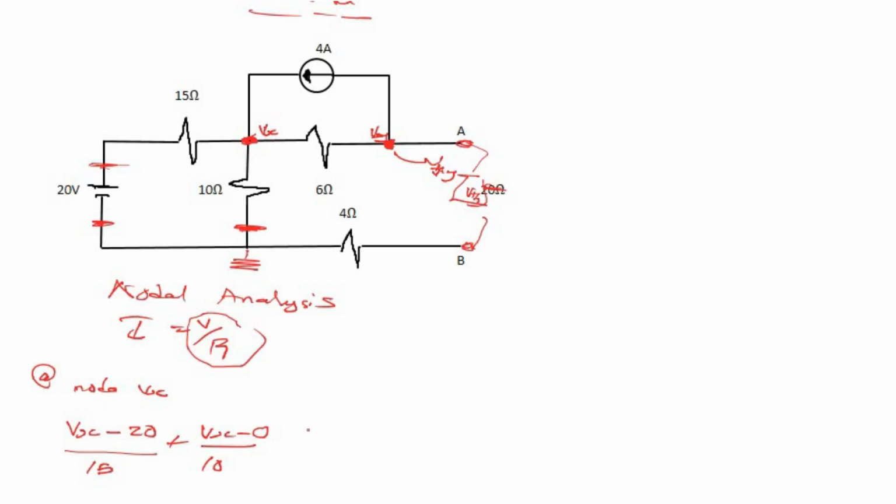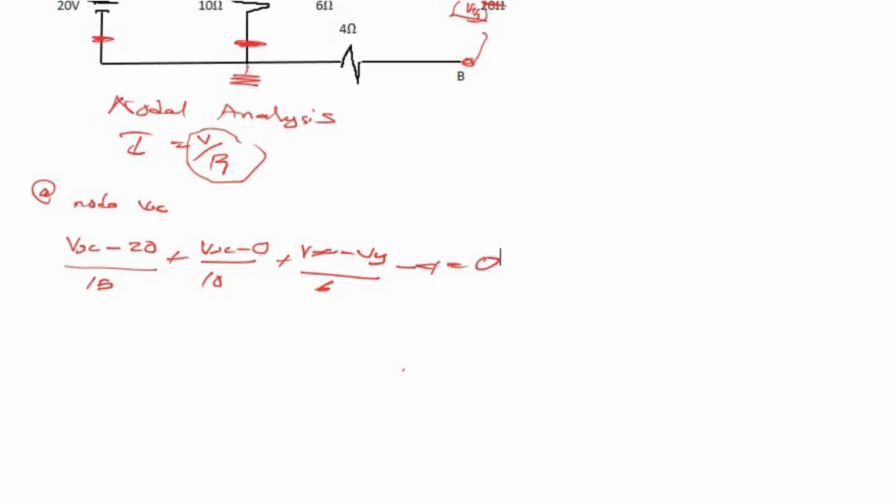Also we are going to be having plus Vx. We are also having this branch connected to the node, Vx minus Vy, because Vy is the voltage at the other end, divided by 6. We are also having this branch connected to the node, but there's a current source there, and the current is flowing into the node. I told you current flowing in is negative and current flowing out is positive. So we are having minus 4 is equal to 0. Now this is the equation at node X.